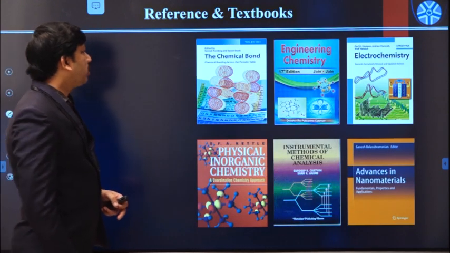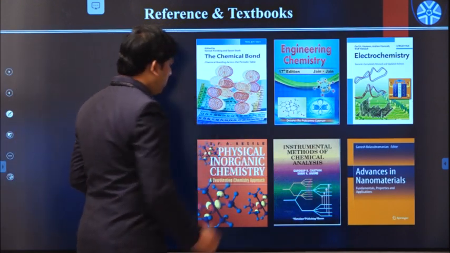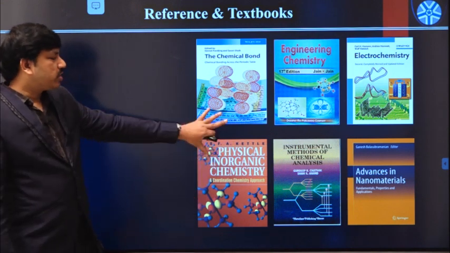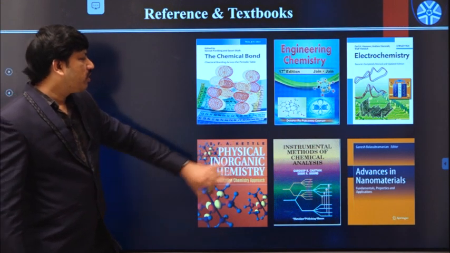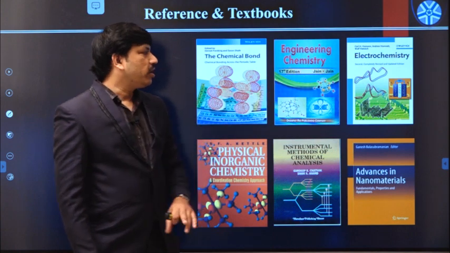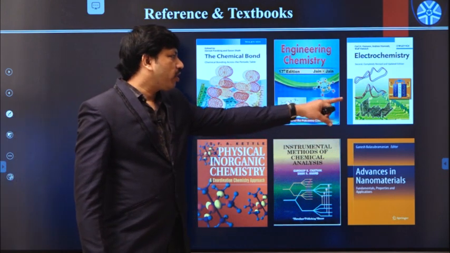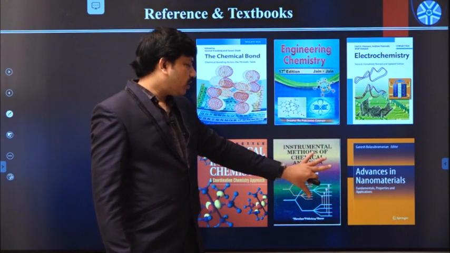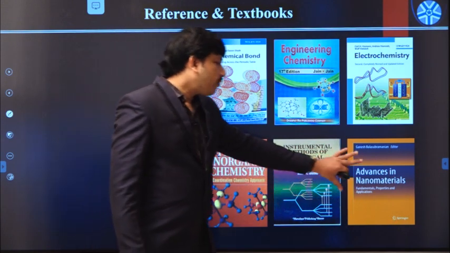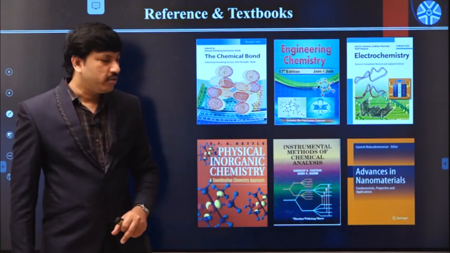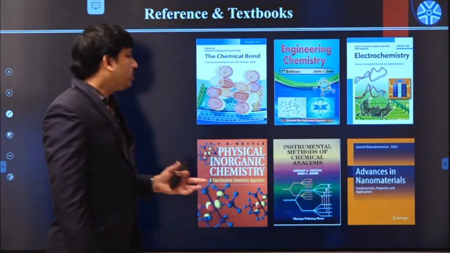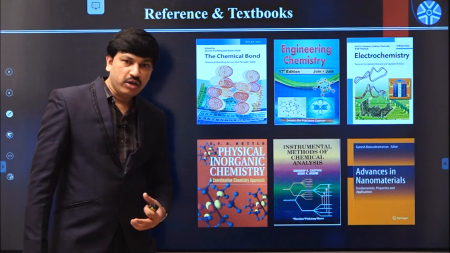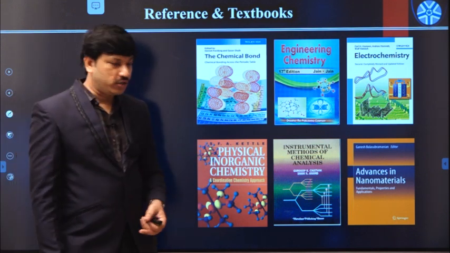In order to cover all these topics, you have to go through the following reference textbooks: physical inorganic chemistry textbooks for the chemical bonding concept, engineering chemistry textbooks for water technology, a separate textbook for electrochemistry, another for instrumental techniques, and an advanced nanomaterials textbook for nanomaterials. All these books are available in our library. You can go to the library and get all of them.